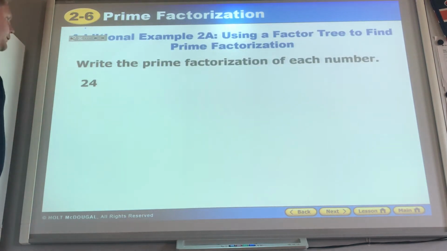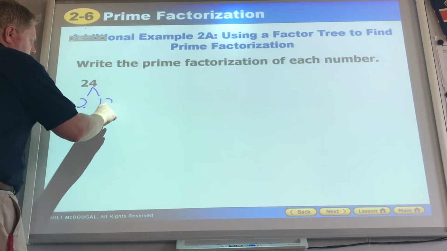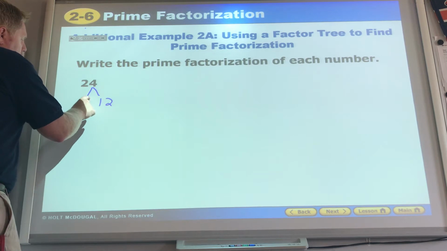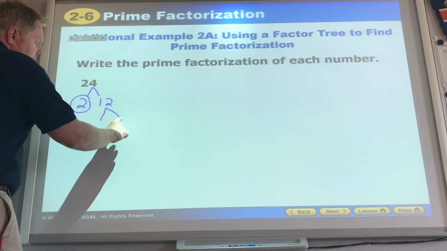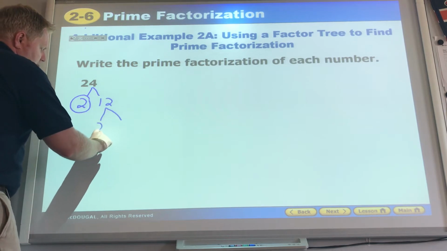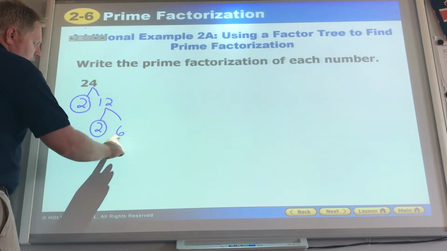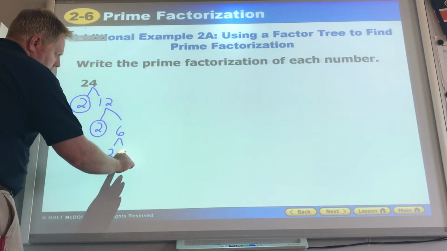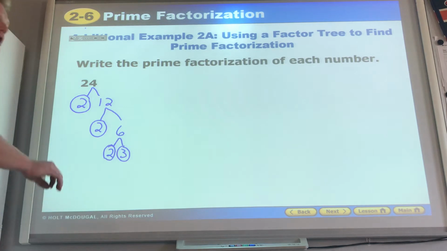So, 24. We start there. We could go 2 times 12. That is one way to work it. 2 is a prime number. Then we got to keep going until we get all prime numbers. 2 times 6. 2 is a prime number. 2 times 3. 3 is a prime number. Once you get to all prime numbers, stop.